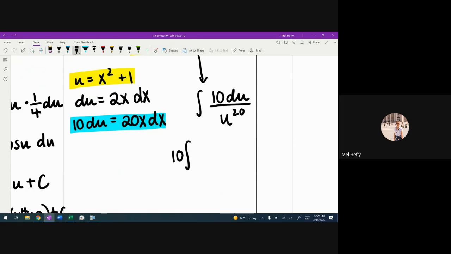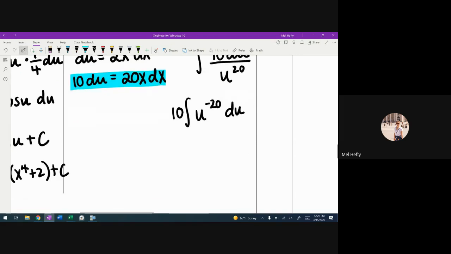Ooh, yes. Derek had a great way to make it less creepy. Derek, what did you say again? U to the negative 20. That'd be a great idea because I don't have a quotient rule. I can't integrate things when I have them in the denominator of a fraction. So bringing that up as u to the negative 20th would be a great idea.